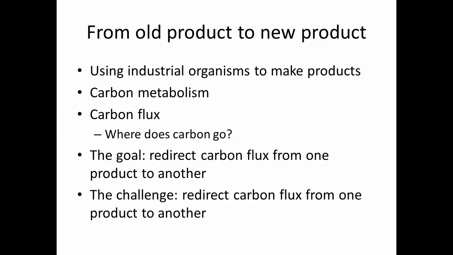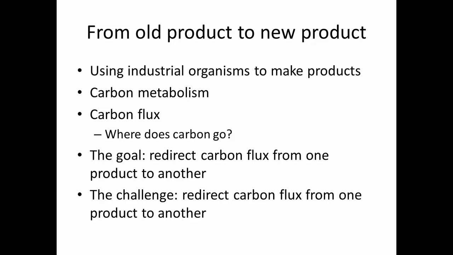So we can use industrial organisms like E. coli, Saccharomyces cerevisiae, Ralstonia eutropha, etc. to make products, not only the products that they're accustomed to making, the products that are part and parcel of them surviving in the wild, let's say, but also novel products that we want them to make, that we know enough about the inner workings of the organism that we can fix them up and engineer them to make.